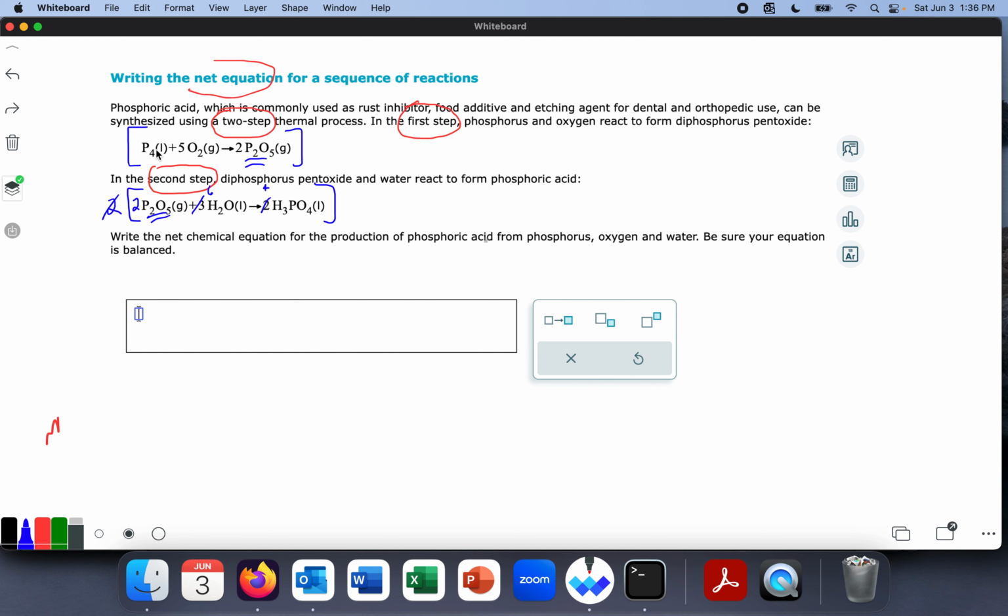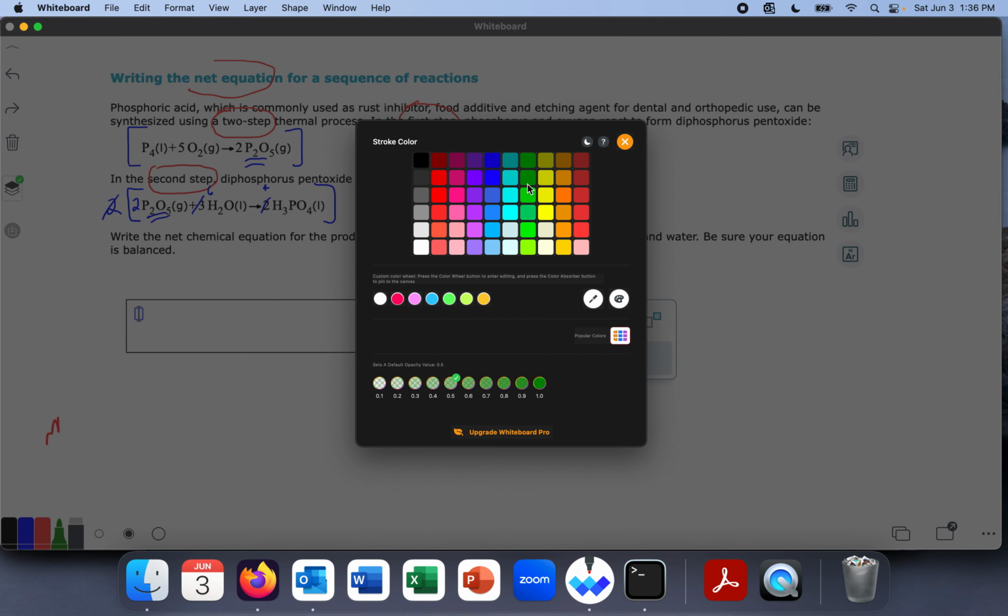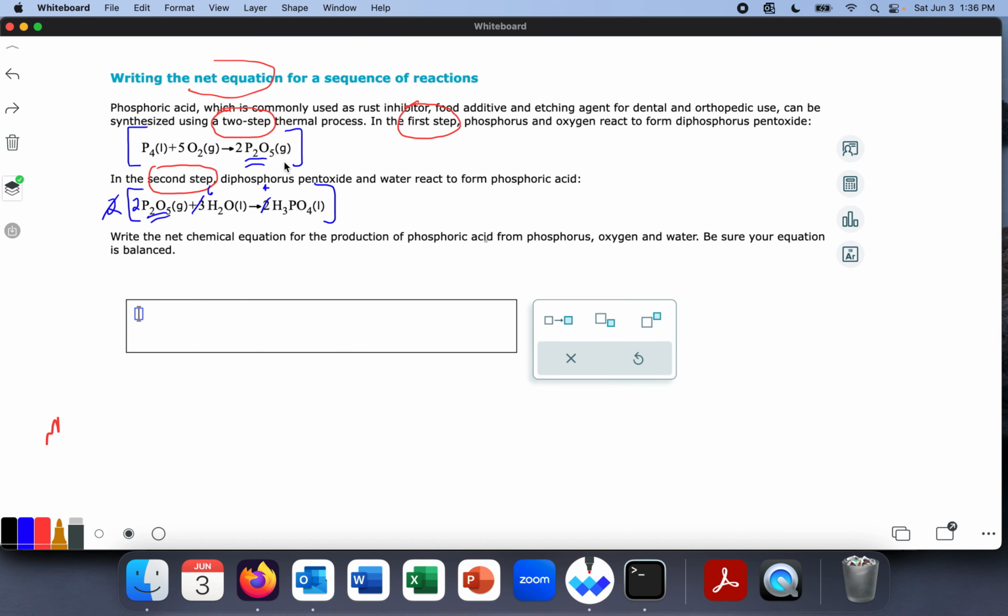Now I'm ready to add these things up. Let me go with orange. If I'm producing 2 moles of this and consuming it over there, they're going to cancel out. Now all I have to do is write everything that I'm making. These are all the things I'm consuming, those are all my reactants. And this is all my products.